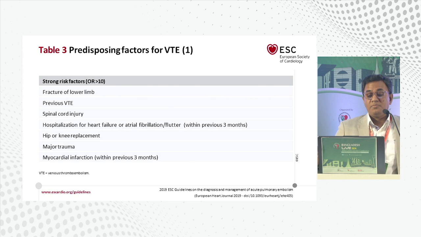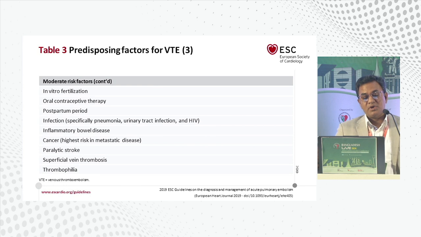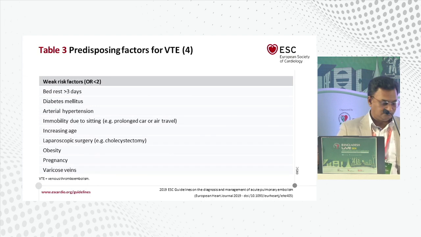So there are predisposing factors. We must remember that if we do not query for these predisposing factors, we may miss the diagnosis. There may be a lower limb fracture, hip or knee replacement, pregnancy, peripartum period, contraceptive use, and cancer. So we have to keep these risk factors in mind.